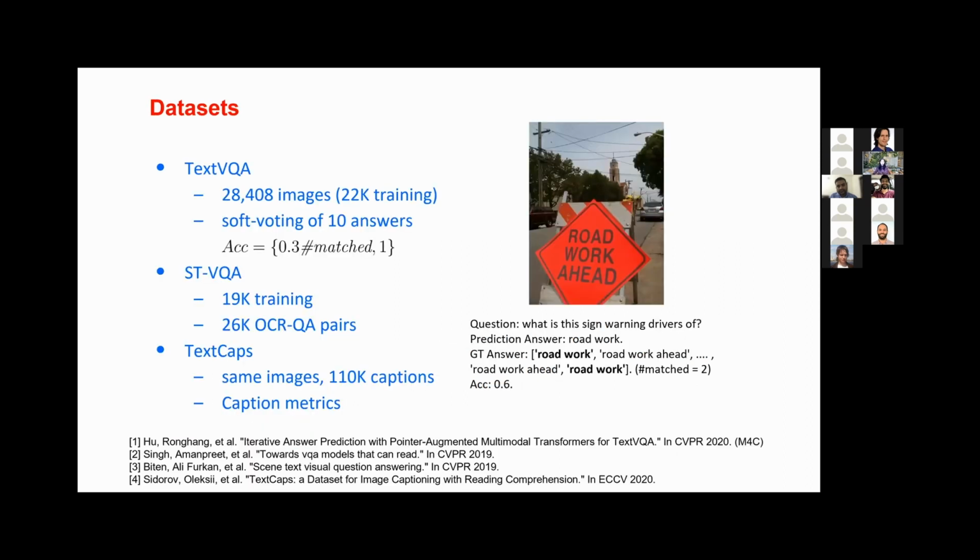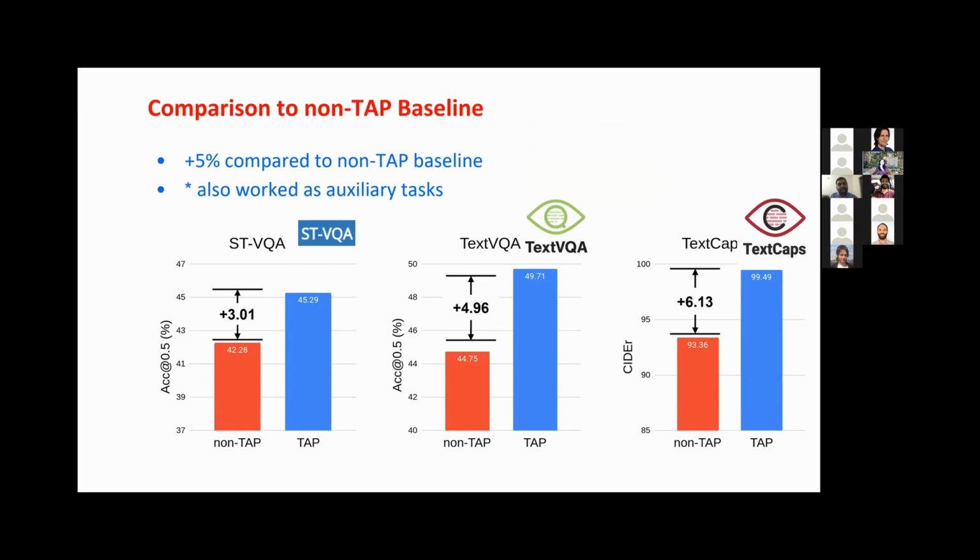We conducted our experiments on several text VQA and text captioning benchmark datasets and used their standard evaluation metrics. For text VQA, the original dataset contains about 22K training images. And ST-VQA is another dataset for text VQA and has about 18K training images. And TextCaps is a text captioning benchmark dataset, which augments the images in text VQA with 5 OCR captions per image. Here we show some comparison experiment results between text-aware pre-training and non-text-aware pre-training only.